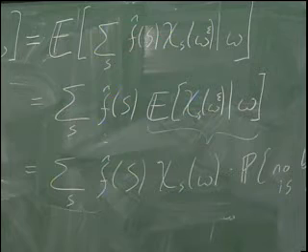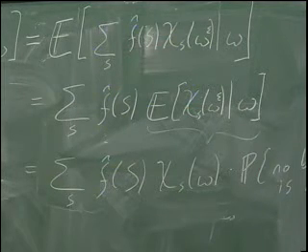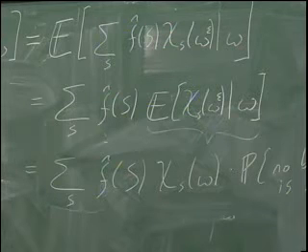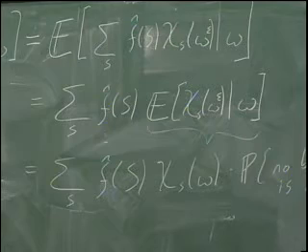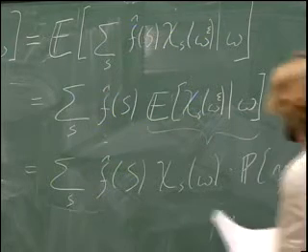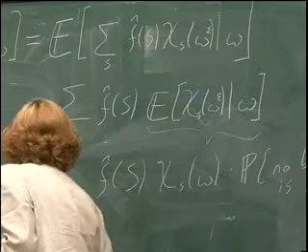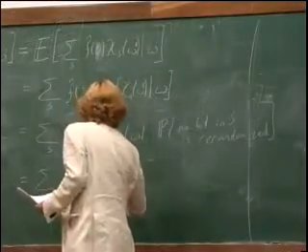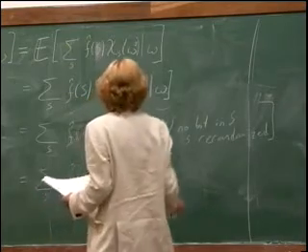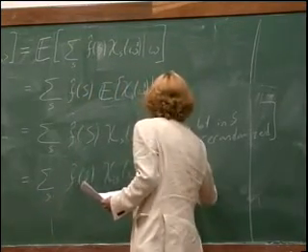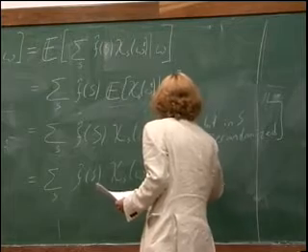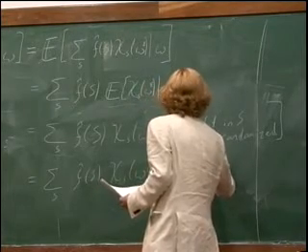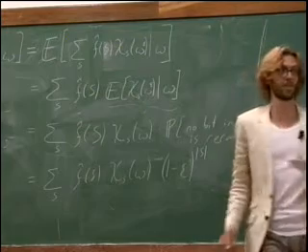What's the probability that no bit in S is re-randomized? Well, each bit is re-randomized with probability epsilon, so a bit is not re-randomized with probability 1 minus epsilon. And each of these things happen independently. So what we get in the end is the sum over S of f hat of S, chi_S of omega, times 1 minus epsilon to the power of the size of S. There we go.